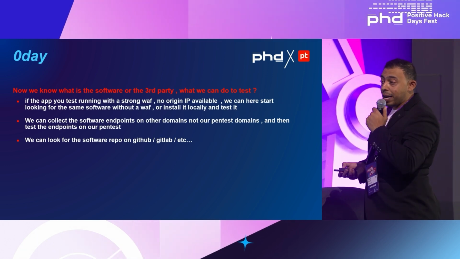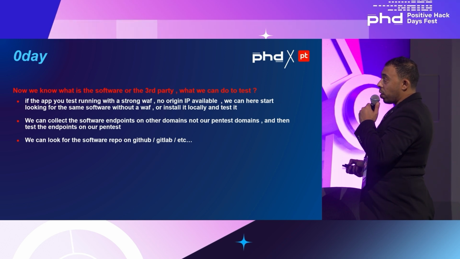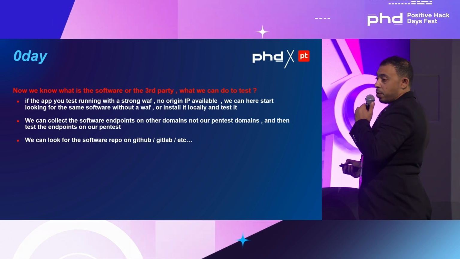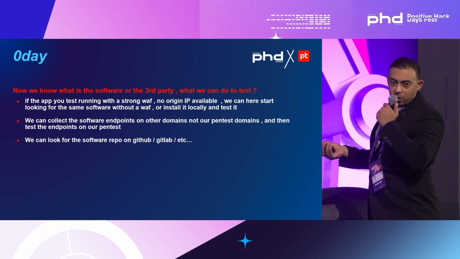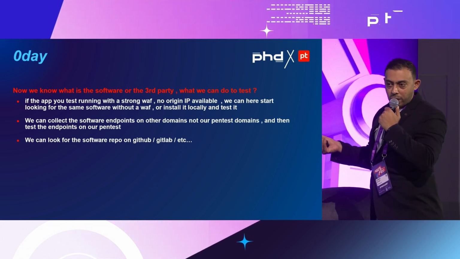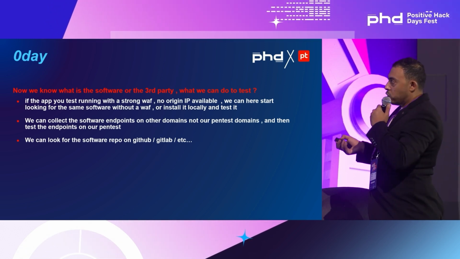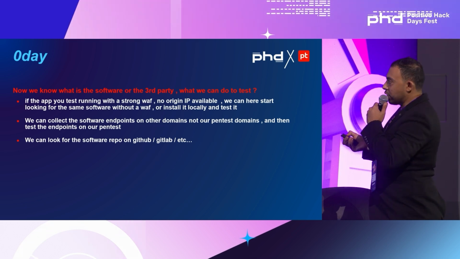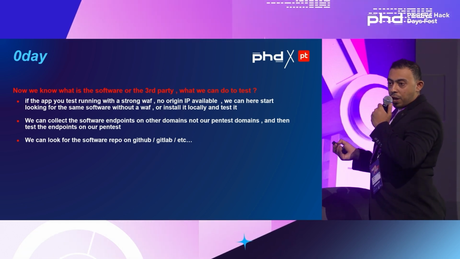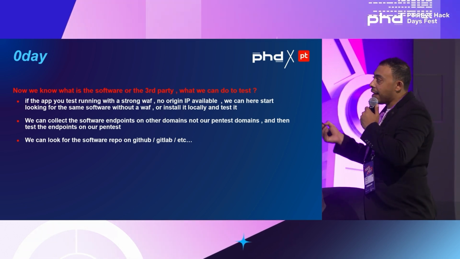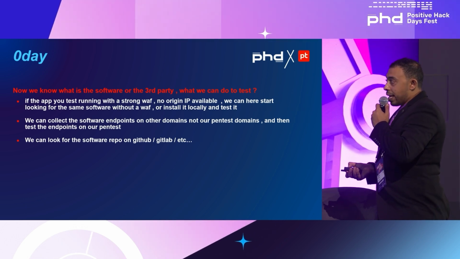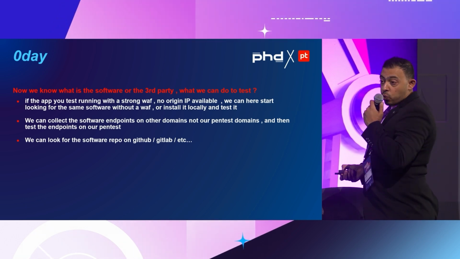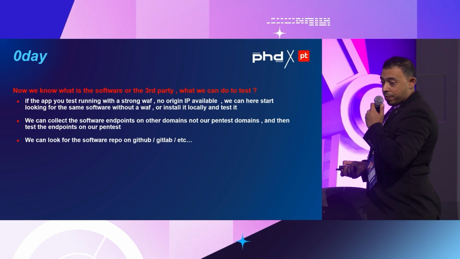What else? We can collect all software endpoints from other domains, because if this domain uses this favicon and that domain uses the same favicon, it means the same software, which means the same endpoints. So if I didn't find endpoints for this software, I can look for other domains using the same software and test them on my target. We can, at the same time, look for the software repo on GitHub or GitLab.